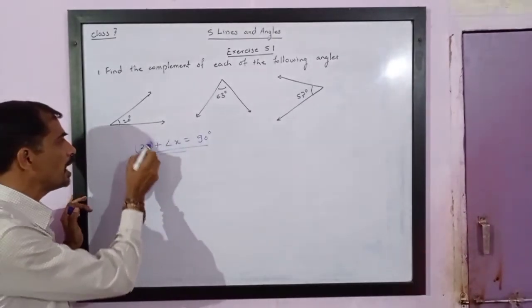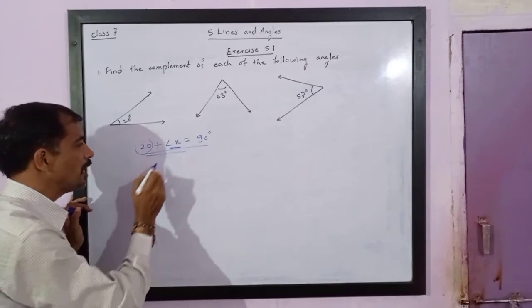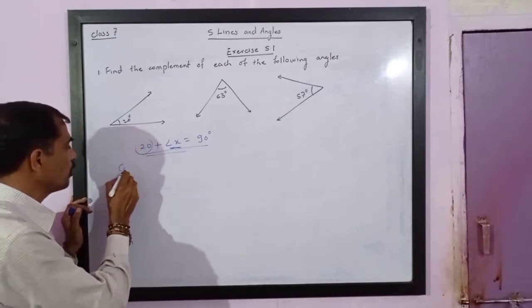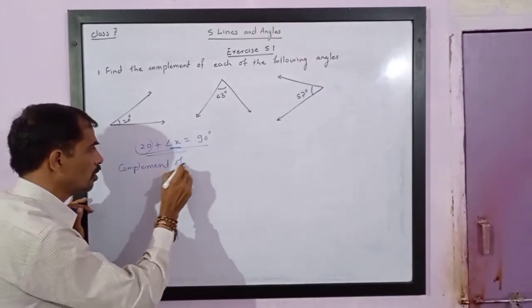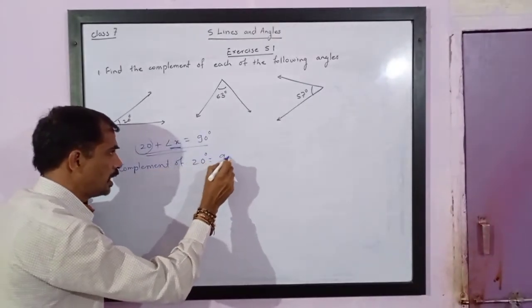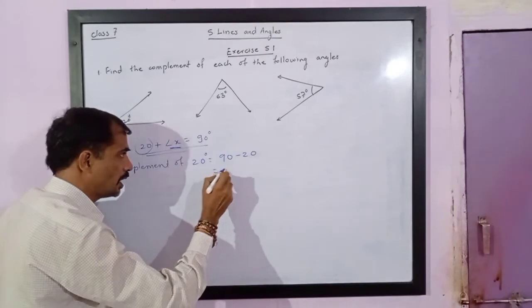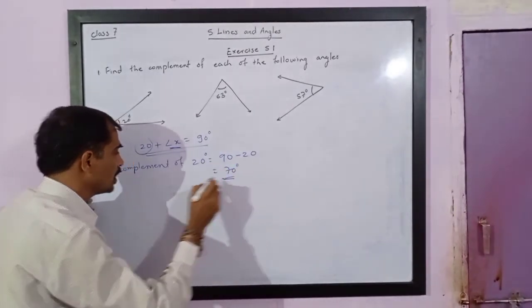Now here one angle is 20 degrees, so the complement of 20 degrees is equal to 90 minus 20, that is equal to 70 degrees.